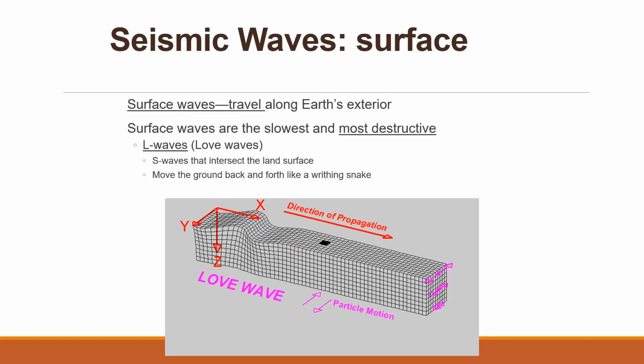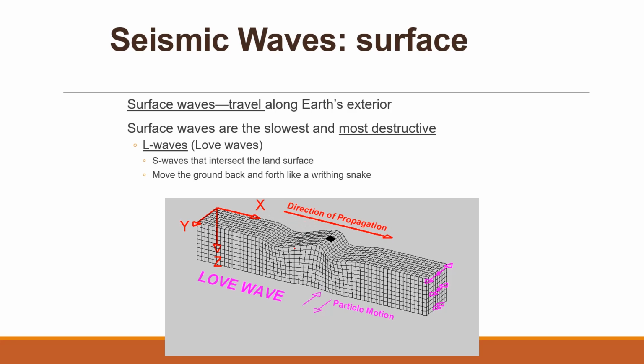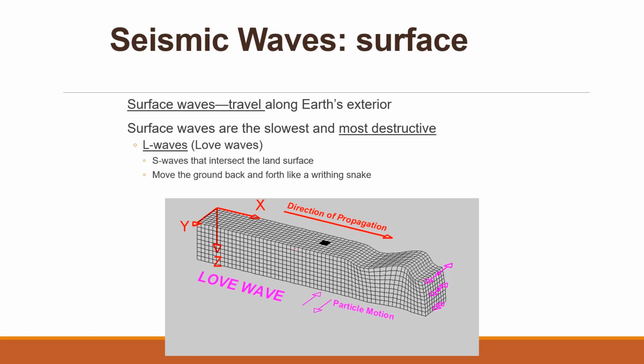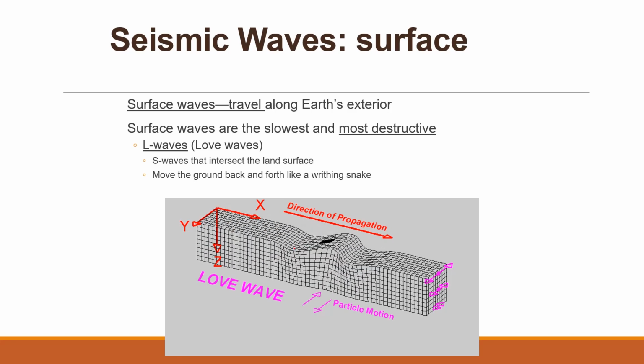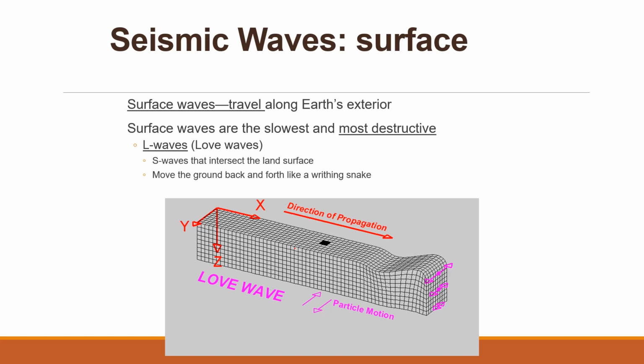Here are Love waves. Love waves are S waves interacting, so the ground is like wiggling like a snake. These surface waves in general are going to be the most destructive. These two will come in later and they will be the most destructive, and sometimes they come in at the same time. So these are what are going to cause the most damage.